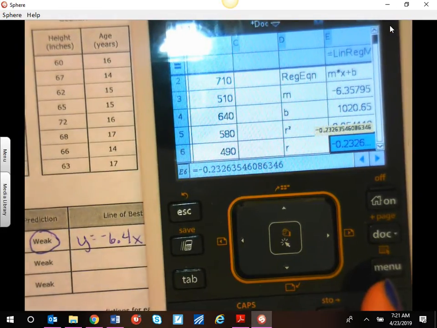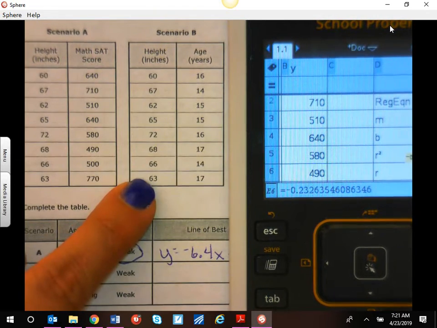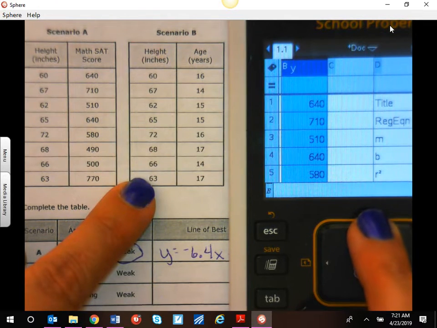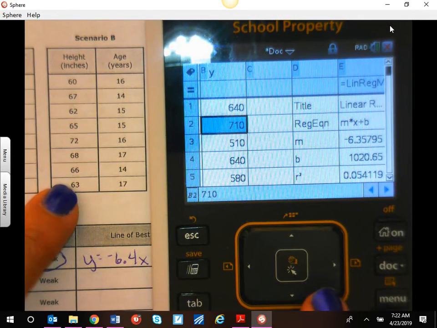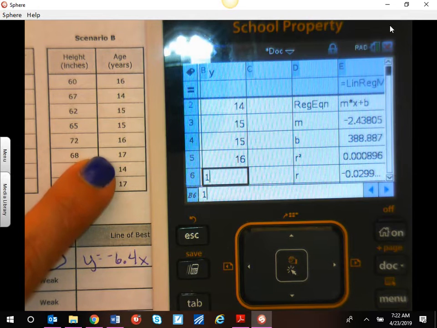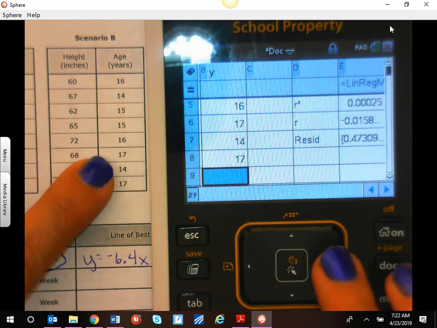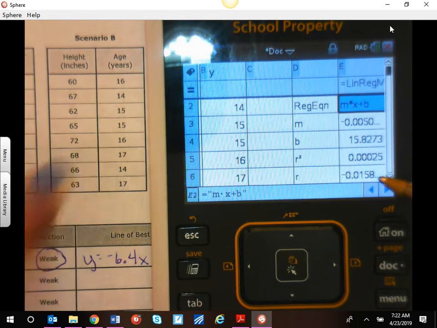All right, let's try the second one. Now, you'll notice in this second table that the X column is exactly the same. So that's actually really nice for us because that means I just have to go to my Y column and change my Y column. 16, 14, 15, 15, 16, 17, 14, 17. And in fact, when we do that, it's automatically going to change our M and B and our correlation.